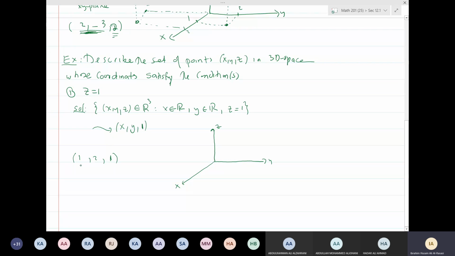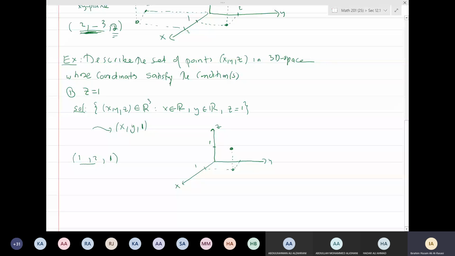So start from the xy plane, the point (1, 2). So this is 1, and this is 2, and this is the point. Then I go 1 unit up. So you go 1 unit up. And this is the first point. I say this is 1. So I am here.